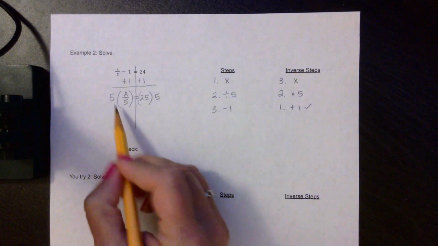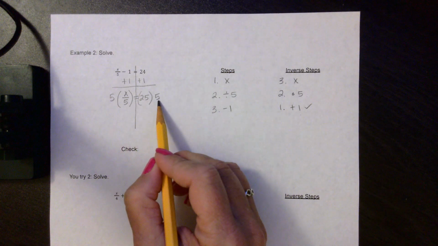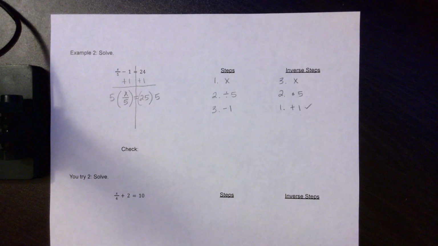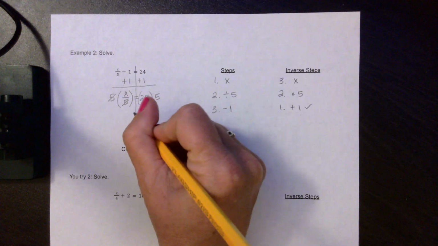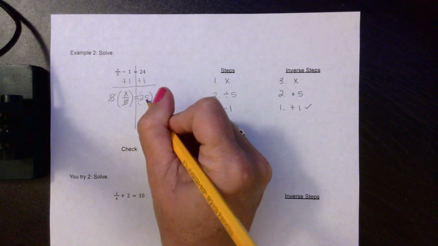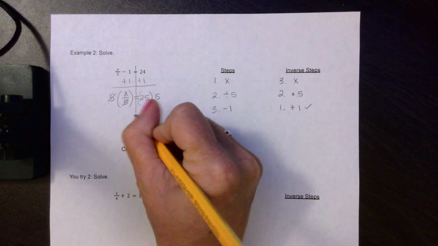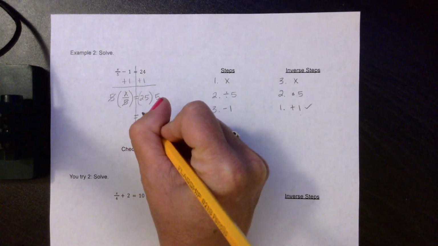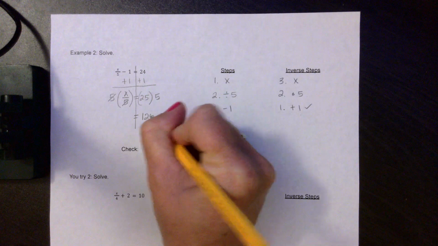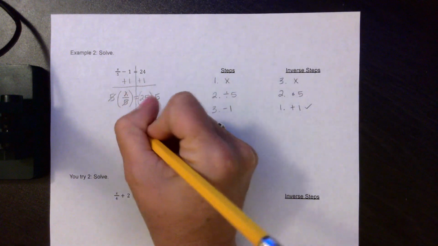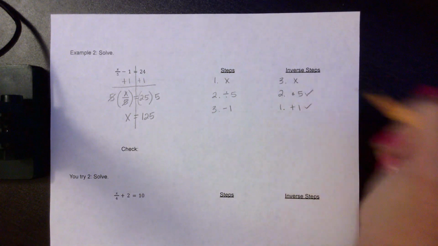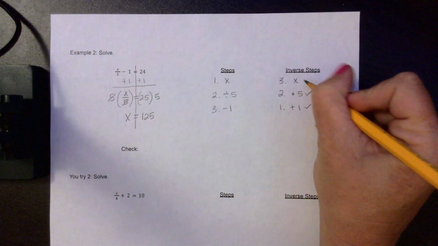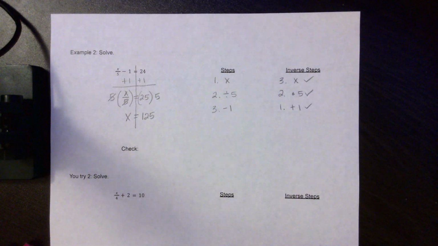Again, whatever we do to one side of the equation, we have to do to the other side of the equation. So these 5s are going to divide out. Again, if you need, you're using your calculator. 25 times 5 is 125. And all we have left on this side is x. Okay, so we multiplied both sides by 5, and we ended with our x.